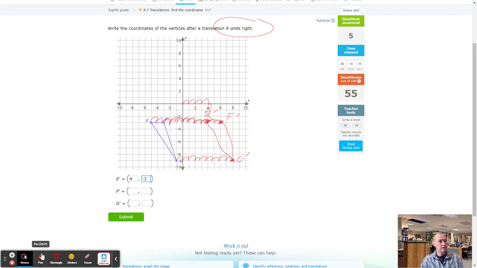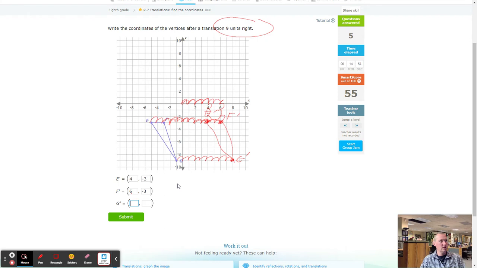Starting from the center again, we have F prime. 1, 2, 3, 4, 5, 6, and 6 is perfect because it's right over the F prime vertex. So we're going to go 6 to the right. And from the 6, we need to go down 1, 2, and 3 to get to F prime. So down 3. So now F prime is done.